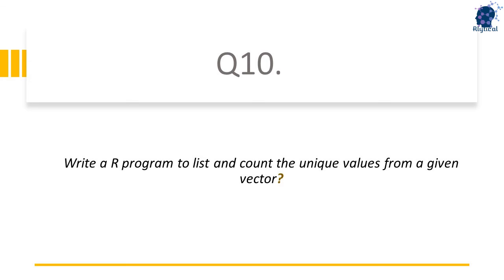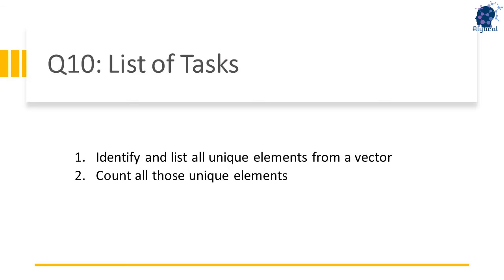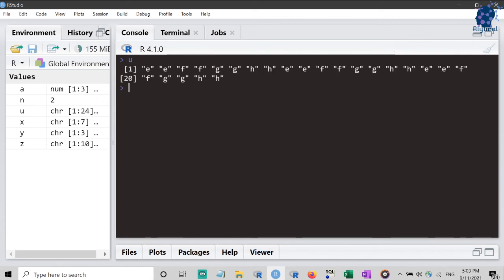Write a R program to list and count the unique values from a given vector. There are two tasks in this question. Number 1 is to find the unique elements from the vector, and number 2 is to count them. I will use the vector u that we previously used in question 4 to illustrate the working. We already know that we can use the length function to count the total elements within the vector. Now I am introducing a new function here called unique, which is used to list the unique elements from a vector. Type the variable containing the vector or the vector itself within the unique function, and the function will return all the unique elements. Next, we can nest this operation within the length function to count all the unique elements.